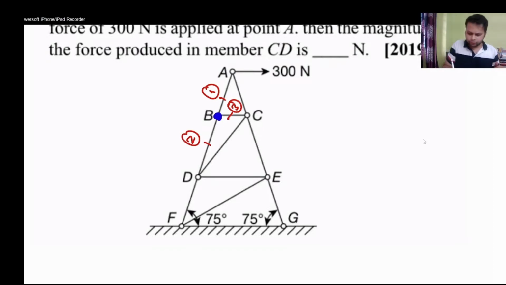So definitely, what will be the force in member 3, that is BC? The force in BC, I can say, is equal to 0. The force in member 3, that is BC, is equal to 0.